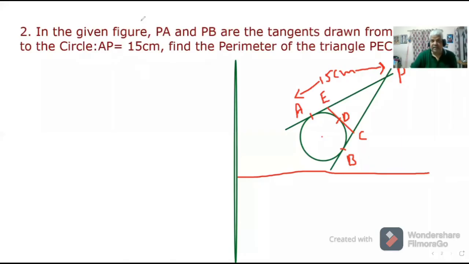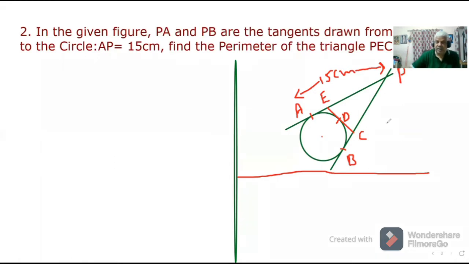Right, dear friends, the second problem we have taken from the lesson Circles, Tangent Properties, is in the given figure. Here they have only given a diagram. PA and PB are the tangents drawn from P to the circle, and they have given AP as 15 centimeter. Find the perimeter of the triangle PEC.